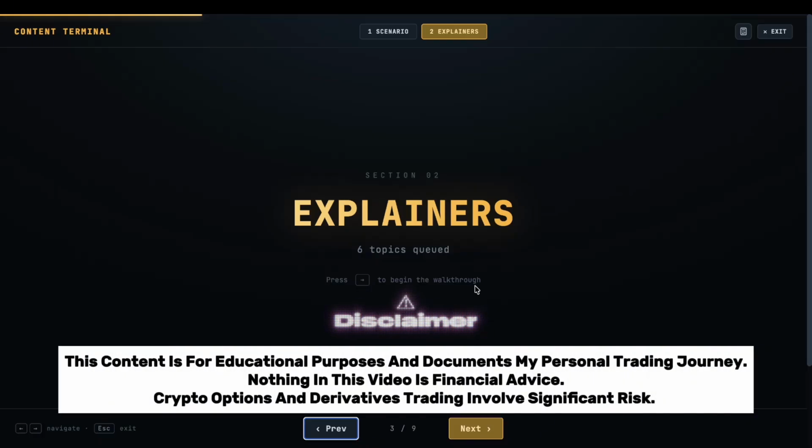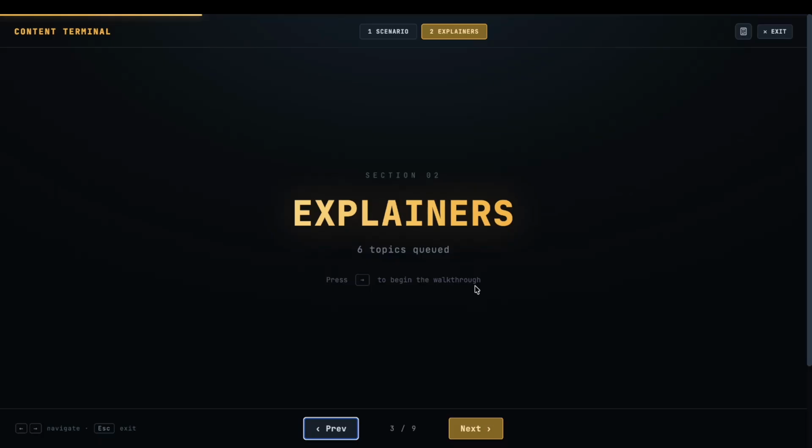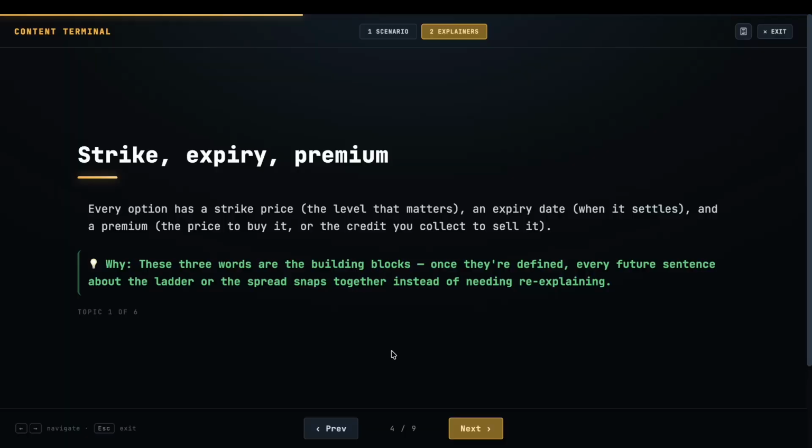So we're going to continue explaining how crypto options trading works. We've done part one, which is partially successful, and now we're going to dive into part two. Number one is the strike price, expiry, and premium. So what does this actually mean, and what are we talking about when we're referring to this? A strike price is basically a particular price that you choose for your option to expire at.